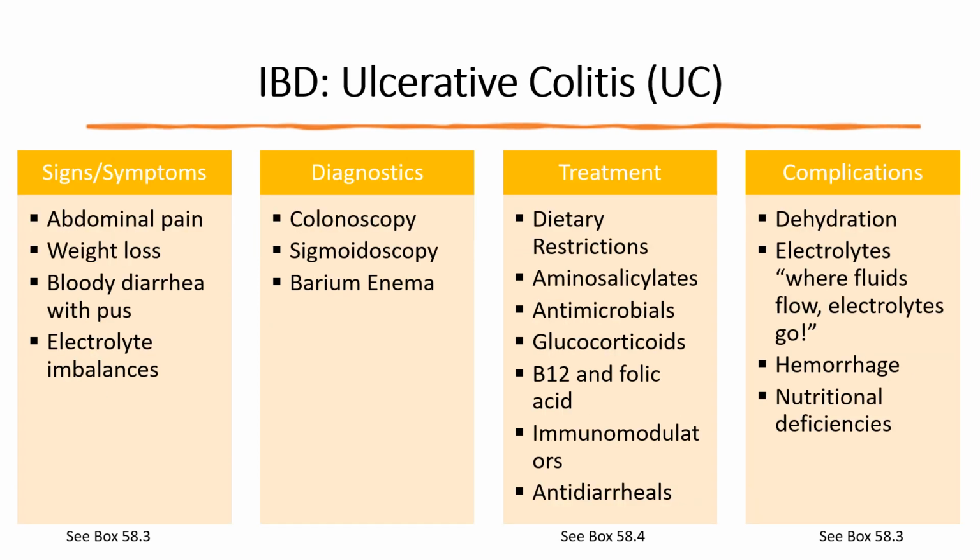Ulcerative colitis. So this is the second form of IBD. It's an inflammatory disease of the large intestine. It affects the mucosal layer. So there are ulcerations in the mucosal layer of the intestinal wall, and inflammation and abscess formations occur. Bloody diarrhea is the primary symptom: bloody diarrhea with mucus and sometimes even pus. There'll be periods of exacerbation and remission.